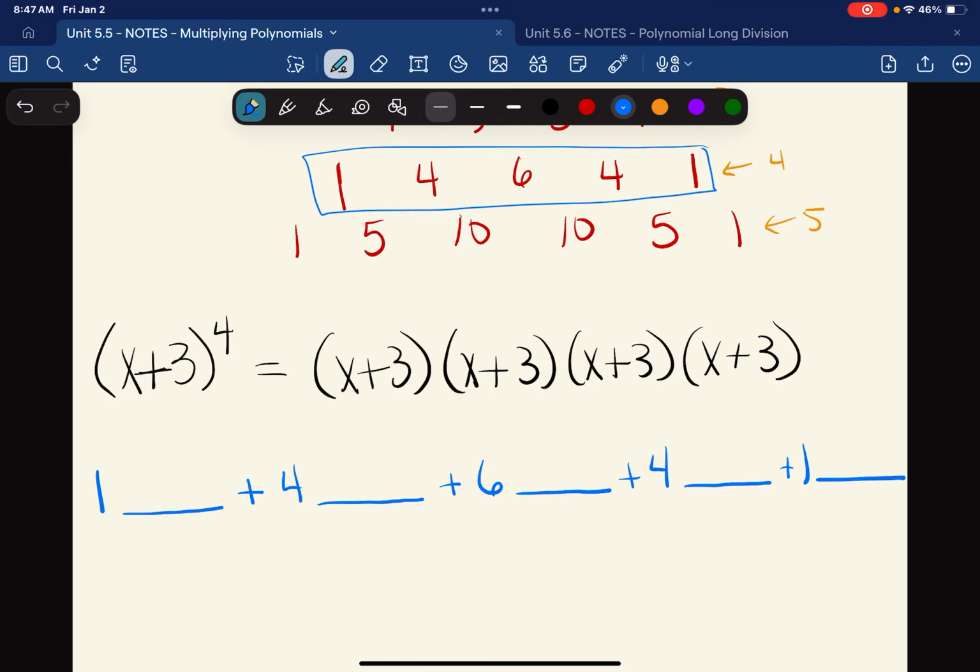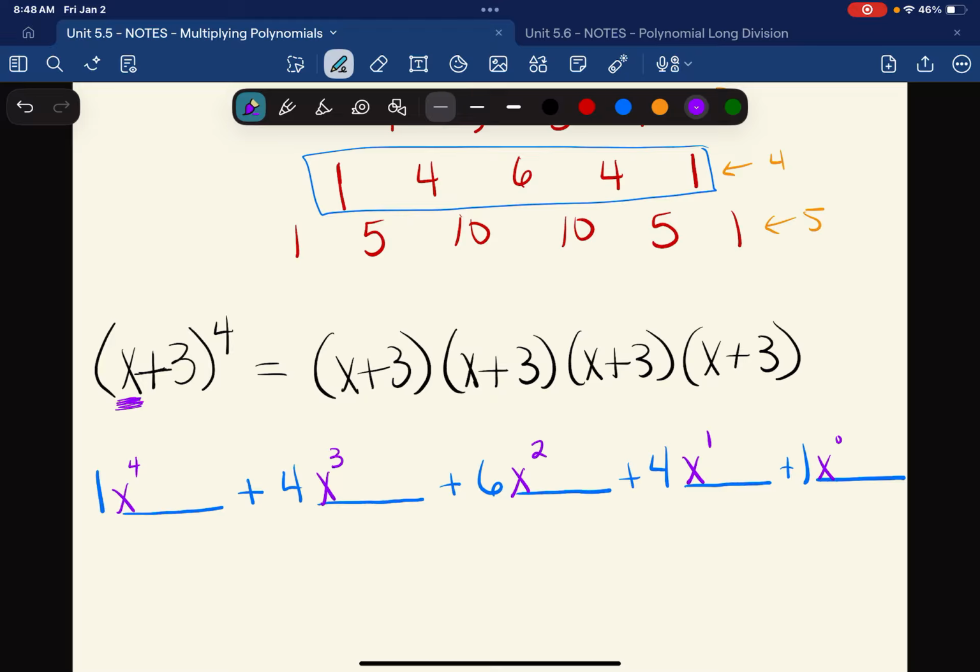Now let's look at the binomial we are given, x plus 3. So I'm going to take this x value right here, and it's going to go to the fourth power. In the next blank, I'm going to have x to the third. So I just subtract 1 from my exponent. Then I'll have x squared, x to the first, and then x to the 0 power, okay?